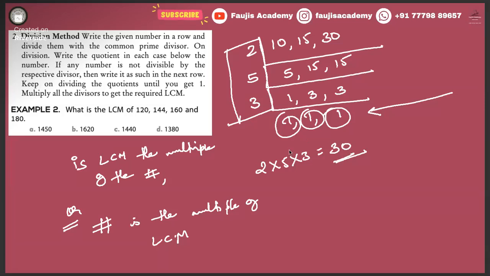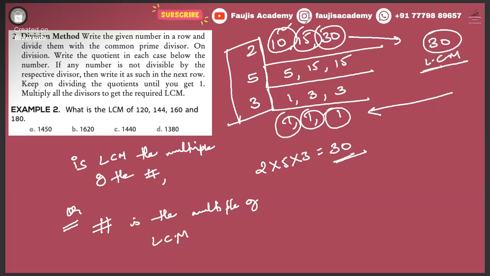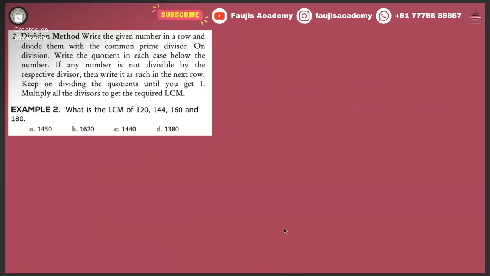Absolutely. Okay, right. So we found out the LCM of 10, 15, and 30, which was 30. So if this is the LCM, LCM is the multiple of these numbers, isn't it? You have one of the examples right in front of you. So LCM is the multiple of the given numbers. That will always be the case, and that's an important observation.